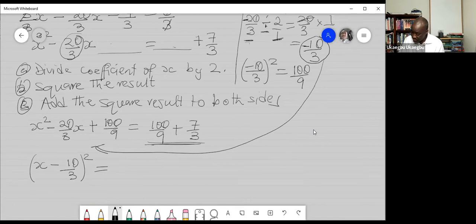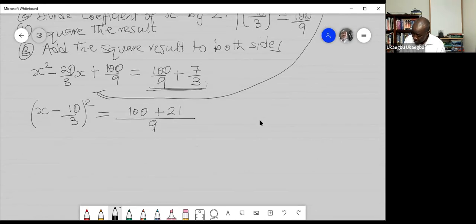So now, let me help you out. Look at the denominator. The denominator is 9. So then the lowest common denominator is 9. Or you can call it lowest common factor. I don't even know what it's called anymore. So 9 divided by 9 is 1. 1 times 100 is 100. You write 100 plus 9 divided by 3 is 3. 3 times 7 is 21. You have 21 here. Okay. So that gives you x minus 10 over 3 whole squared equal to 121 divided by 9.